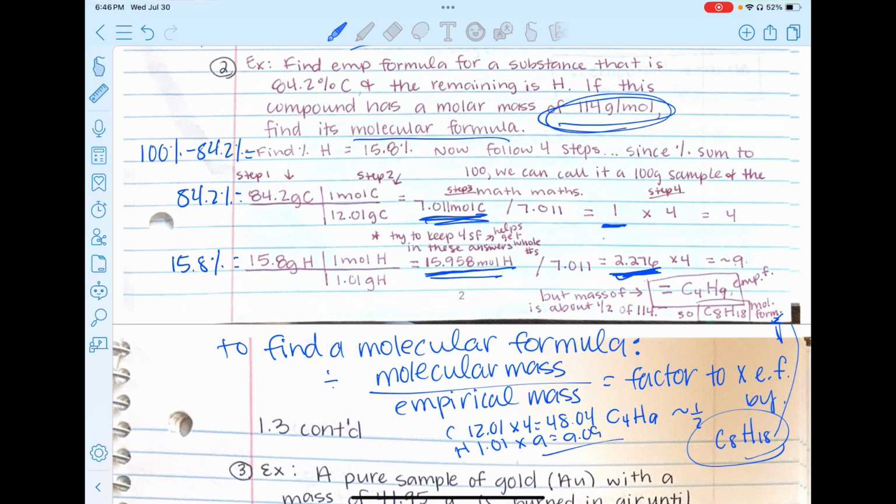Right, so 48 plus 9, and we go from there. So that's going to give us 57.12, which is about half of 114, right? So that's how we solve that mathematically. So we'll take 114, divide by 57.12, and go from there.